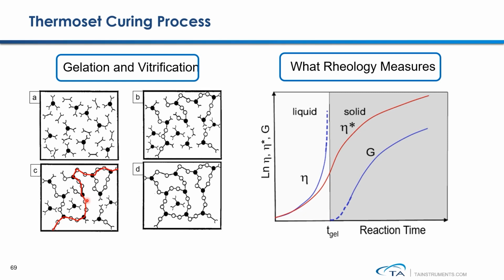At this critical time, the viscosity of the sample goes to infinity. After gelation, the cross-linking reaction still continues. The material undergoes vitrification and builds its mechanical strength until it forms a hard solid. So from stage C to stage B, you will need to use an oscillatory test method to continue monitoring the material's mechanical property change as a function of temperature or time.